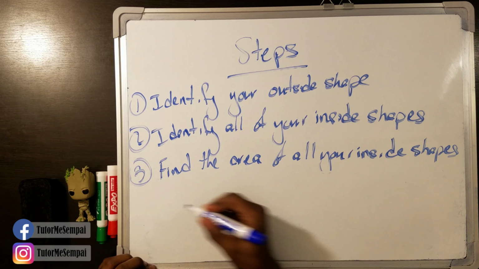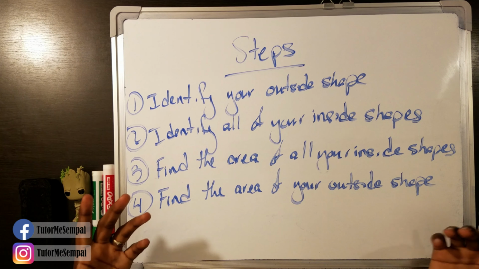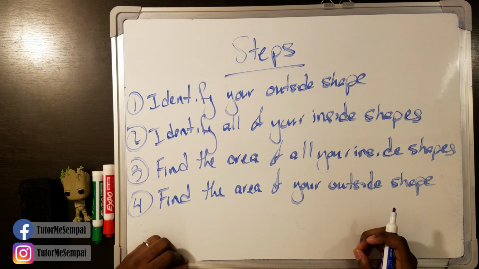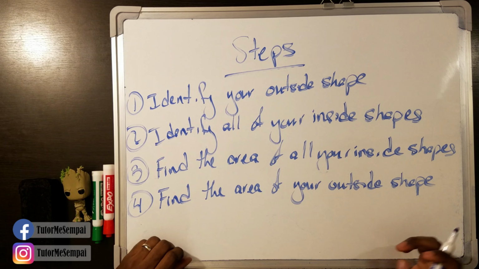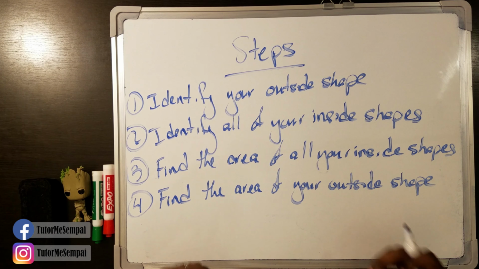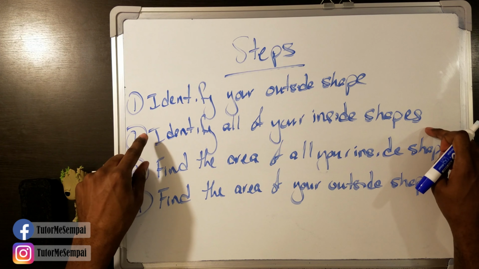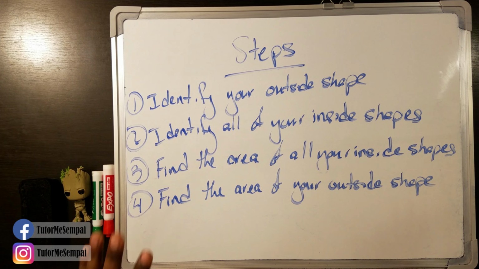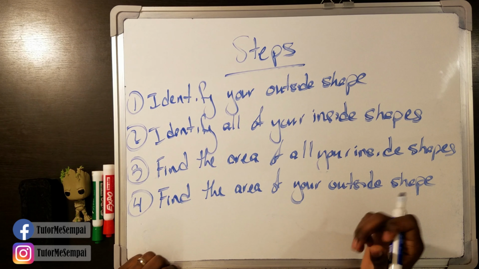Your fourth step, you want to find the area of your outside shape. So in this example that we've been talking about, the rectangle was the outside shape. So find the area of your outside shape. At this point in time, we've identified both the outside shape and all of our inside shapes, and we found the area of every shape that we're dealing with. The last step is the most crucial step.